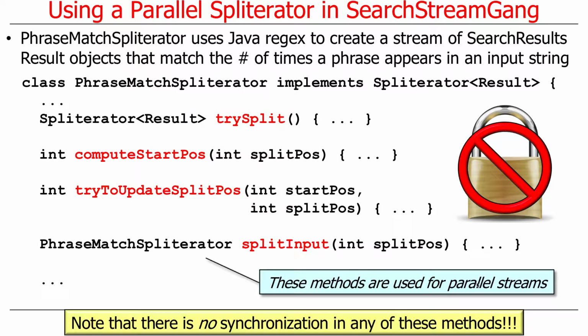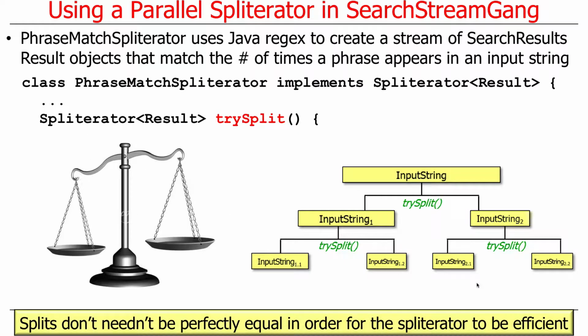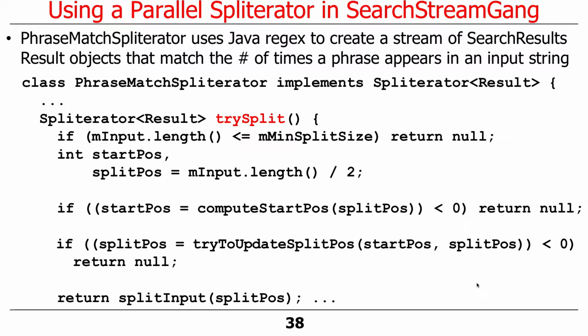As always, there's no locks in this particular approach. We don't need to have locks. And remember, this is the way that try split works. So the goal is to try to split things evenly. But as we'll see, we don't have to split it 100% evenly. In fact, if we tried to split it 100% evenly, that's where we would run the risk of splitting the input across the phrases so that they wouldn't actually be found. So we're going to split it as evenly as we can while still not splitting across the phrases.